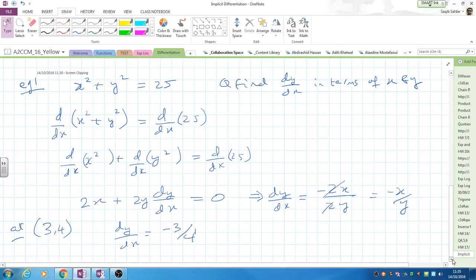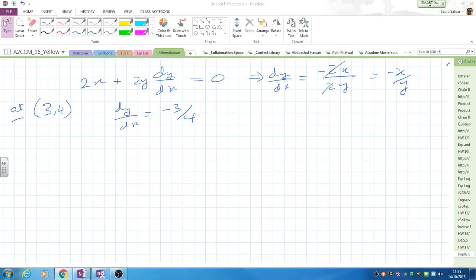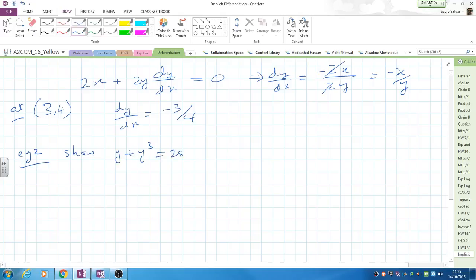Okay. All right. Let's look at another question. This one is slightly harder. What we want to do is show that y plus y cubed equals 2 sine x has a turning point at pi over 2, 1.